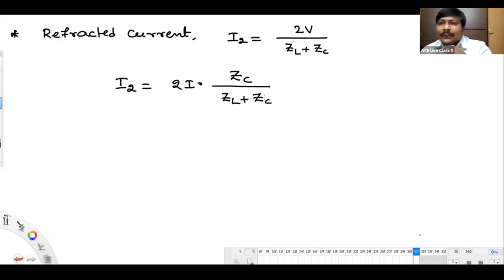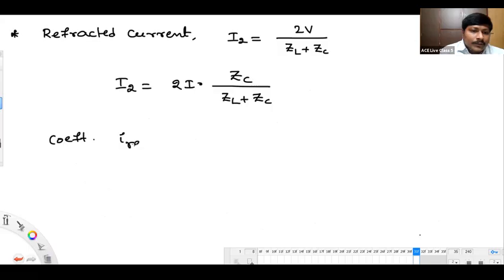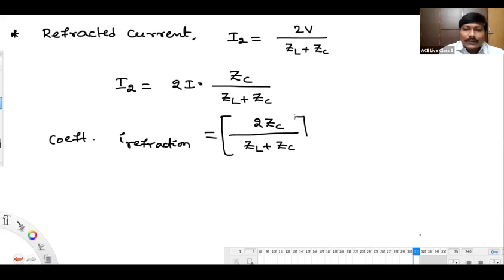Now what is the coefficient of current refraction? Simple thing. I refraction will be 2 times ZC by ZL plus ZC. That's the coefficient of current refraction.